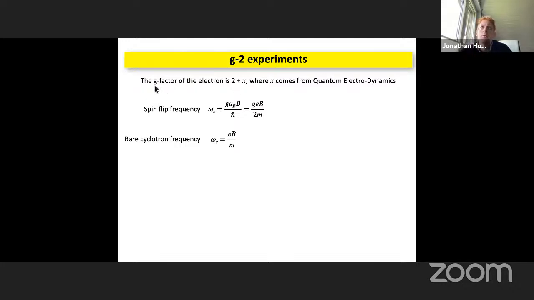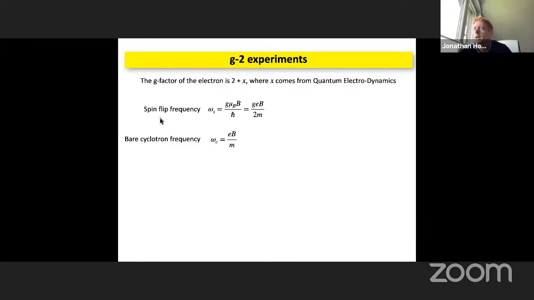What you know about the spin g factor of the electron is that it's 2 plus some amount. This amount comes from quantum electrodynamics. You knew that it was 2.002 something. The Dirac theory gives you the factor of 2, and then QED, the vacuum corrections, give you this additional factor. So how does that manifest itself?